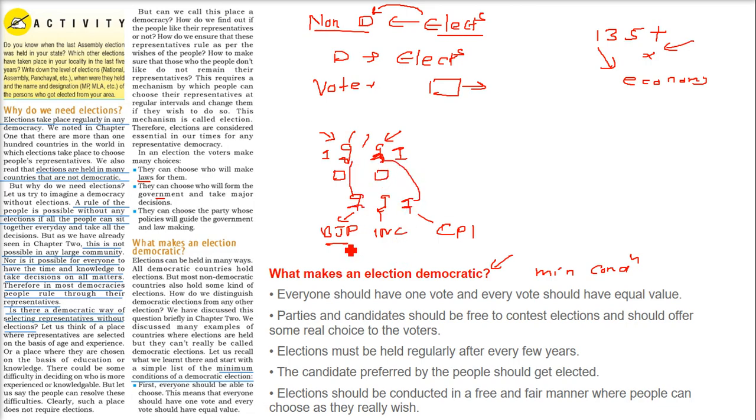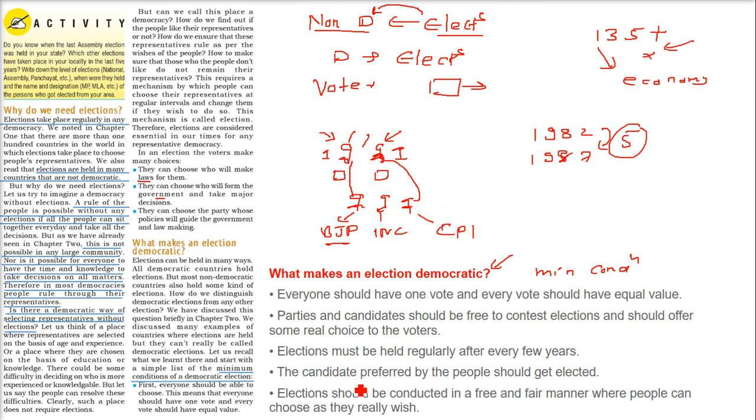Then the third minimum condition of a democratic election is that elections must be held regularly after every few years. I can take you back to the example of Haryana, Chaudhry Devi Lal. The 1982 election was there, then in 1987 there was an election. Generally in India, the Vidhan Sabha and Lok Sabha elections are held every 5 years. So this has to be periodic; the government should change, or the government has to appear again for the elections.